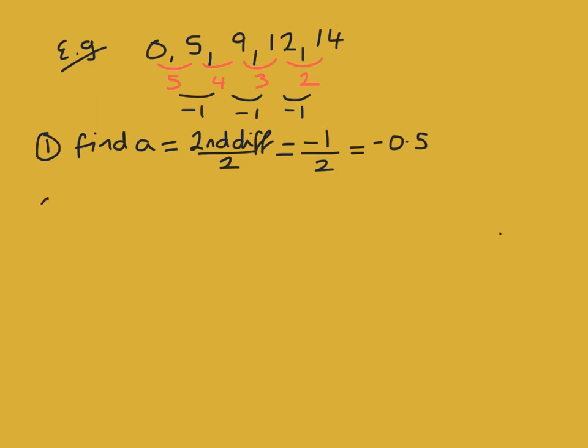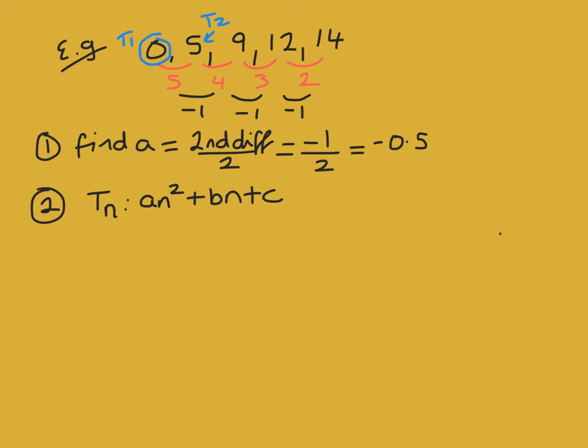That's our A value. Our second thing is that we now want to use what we know here to sub into this equation. Tn is equal to an squared plus bn plus c. Okay, so if we look up here, we can see that our T1 is 0, and T2 is 5.